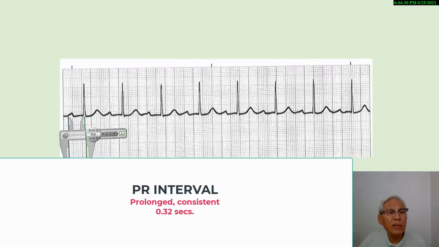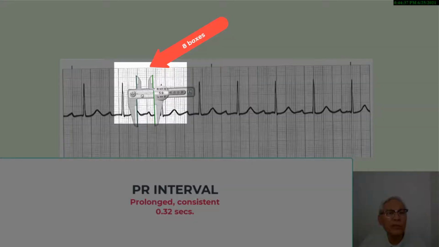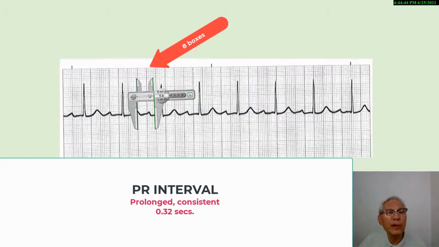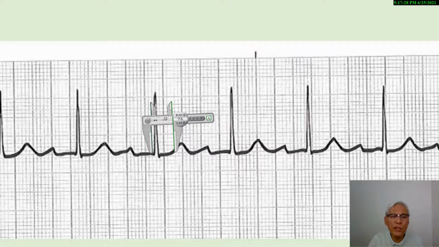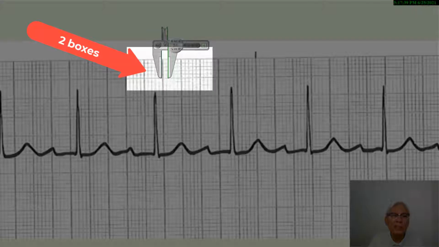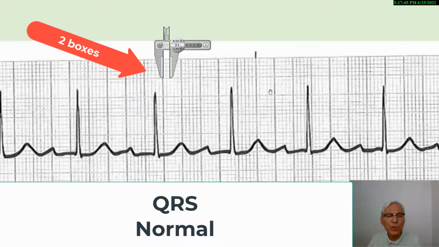And so let's take a look at the PR interval. The PR interval looks the same throughout, and the PR interval is 1, 2, 3, 4, 5, 6, 7, 8, around 8 boxes. So we measured the PR interval and it's prolonged. This is a characteristic of a first degree AV block. Alright, let's measure the QRS complex, and it looks like it's narrow, it's normal, and it is around 2 boxes, 0.08 seconds. So it's normal.